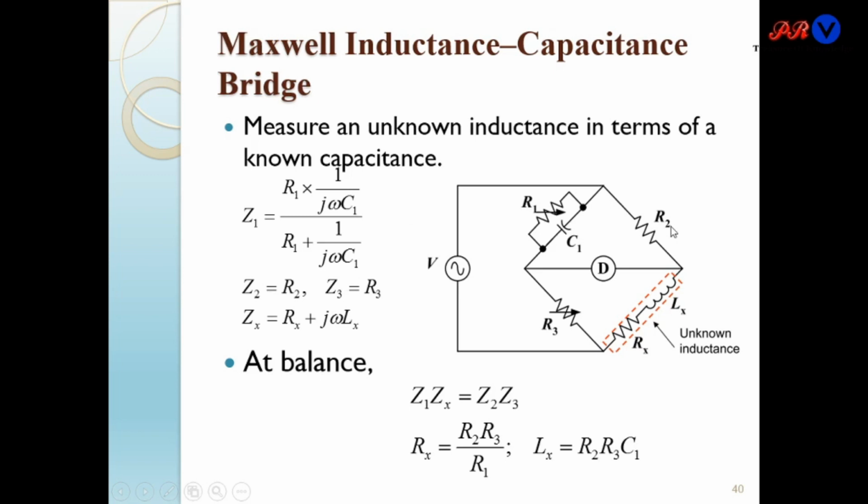Z2 arm impedance is R2, Z3 arm impedance is R3, and Zx arm impedance, which we want to calculate, is Rx plus j omega Lx. And at balance we will get the same condition as earlier, Z1 Zx is equal to Z2 Z3, product of opposite arm impedance must be equal. So by using some calculation we can find the value of Rx comes out to be R2 R3 by R1, and Lx comes out to be R2 R3 C1.